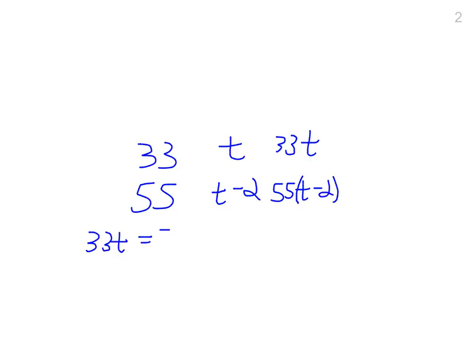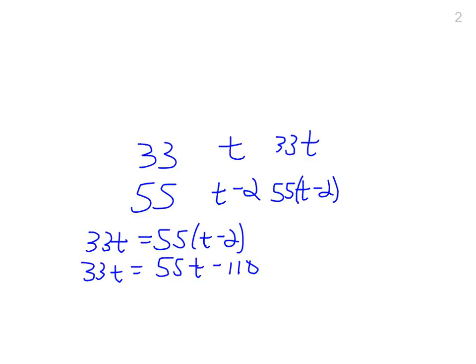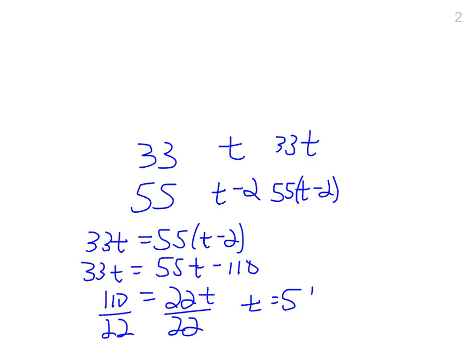Caught up again means that they're equal, and so we distribute and get 55T minus 110, that's what 33T is, or that 110 is 22T, so that T is 5 hours. Wilbur traveled for 5 hours before Mary caught up to him. Caught up means same distance. But the key is they're traveling in the same direction and they left from the same point. Let's see an example of one where that's not the case.